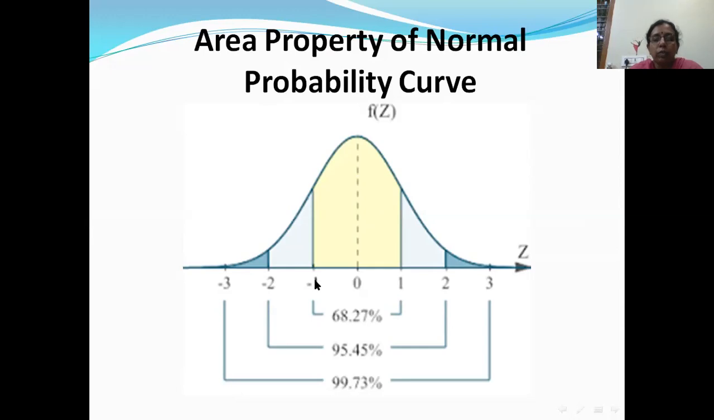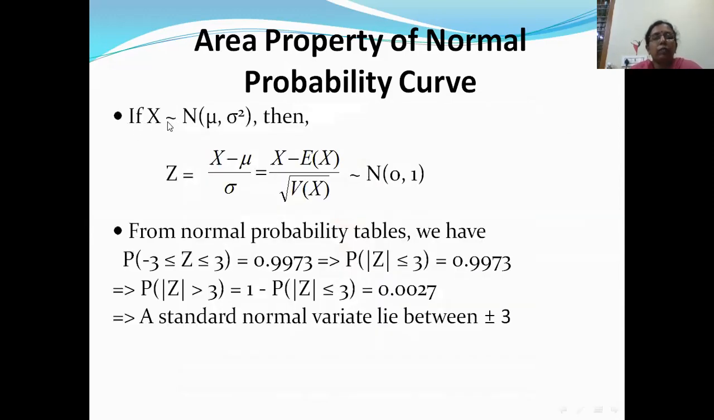Now the probability of z lying between -1 to 1 is 0.6827. When it lies between -2 to +2, it is 0.9545. When it lies between -3 to +3, it is 0.9973. So this is the normal probability curve, and these probabilities we will be writing here. If x follows normal with mean mu and variance sigma square, then z equals x minus mu by sigma follows normal with mean 0, variance 1. That is a standard normal variate. Z is a standard normal variate.